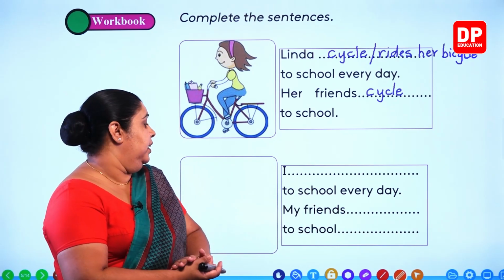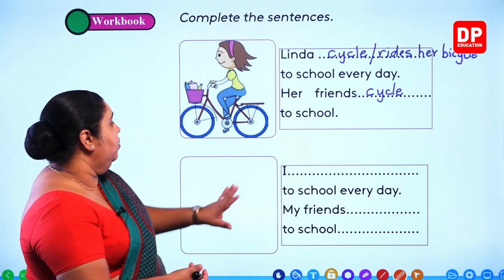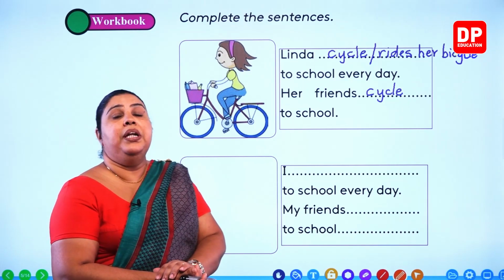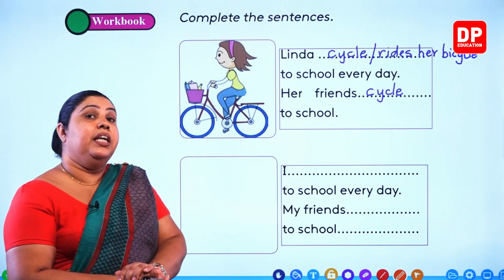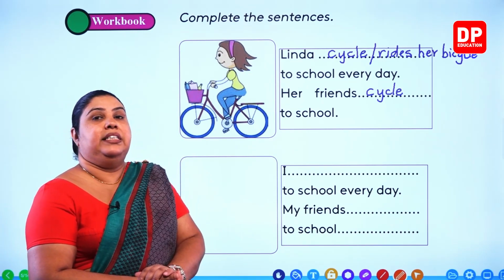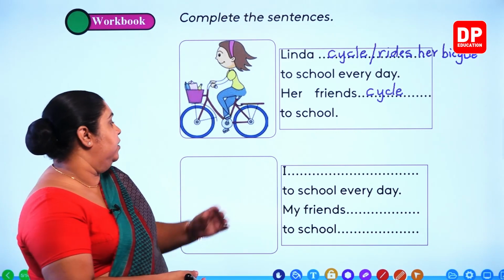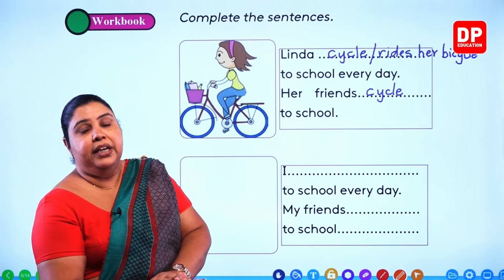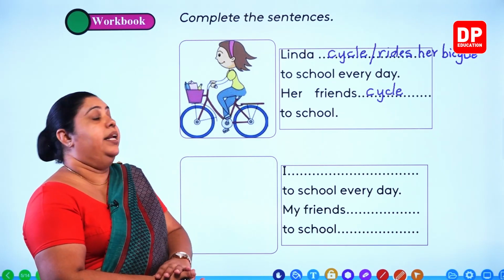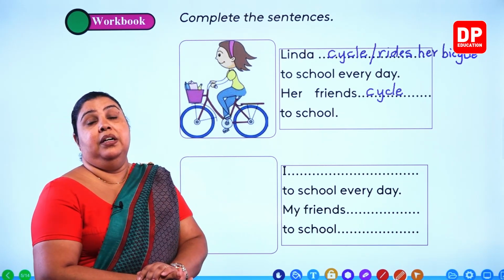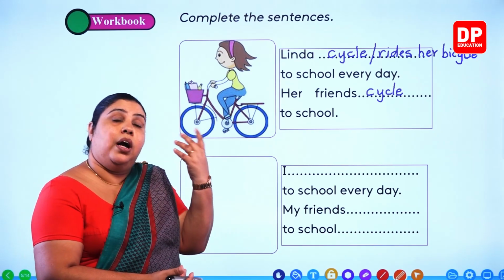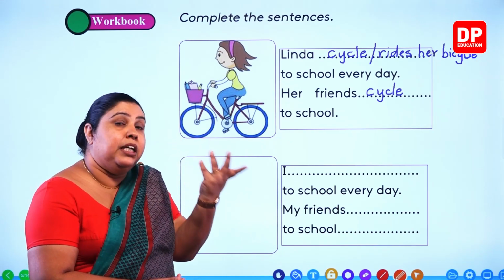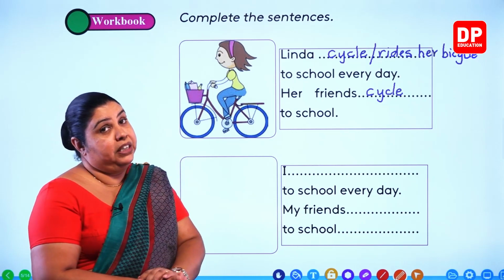There is another blank to fill. So now there is a picture. Actually, you can draw the way you go to school. Now, let's say if you walk to school, you can draw a picture of a child, that is you walking, or if you are cycling to school, you can draw cycling to school, or if you're coming in a car, or if you're coming in a bus, you can draw the picture accordingly.